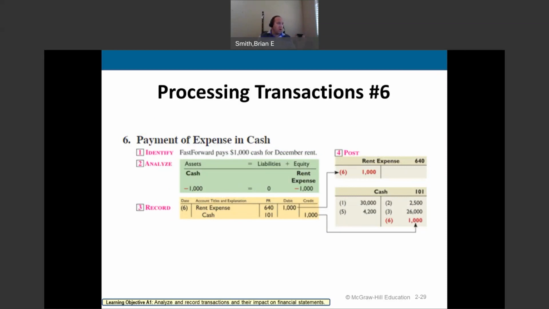All right. We're paying rent for $1,000, so our rent expense normal balance is a debit. So we're going to increase rent expense by $1,000, and we're going to decrease cash, which its balance then goes down, and that is a credit to do that.